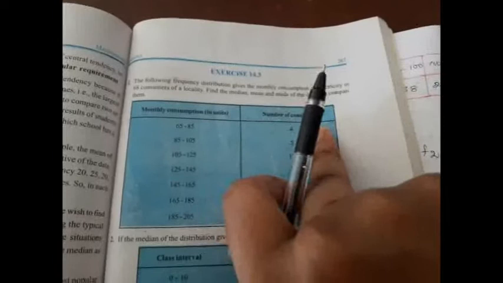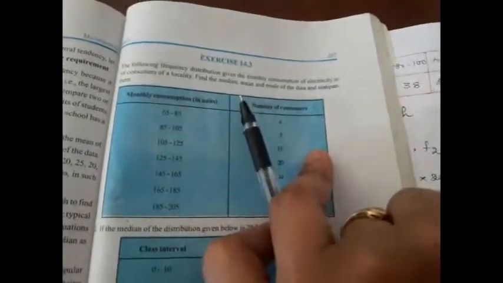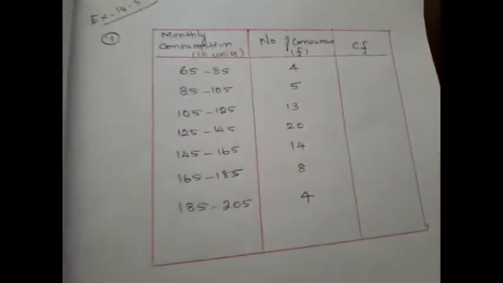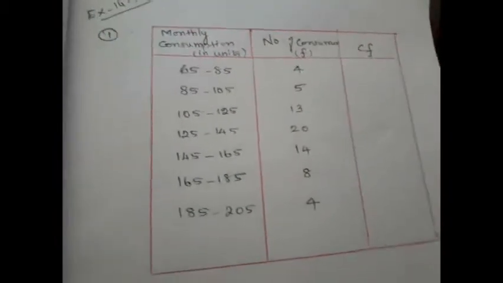Let us see the first question. The following frequency distribution gives the monthly consumption of electricity of 68 consumers of a locality. Find the median, mean and mode of the data and compare them, right? So they asked you to find all the three. Now I am going to do only median for you. So this is the question given there, monthly consumption in units and number of consumers, F.